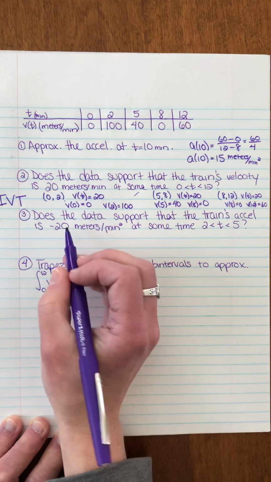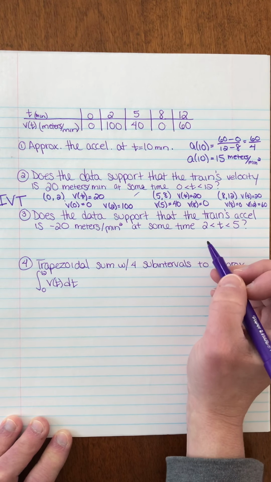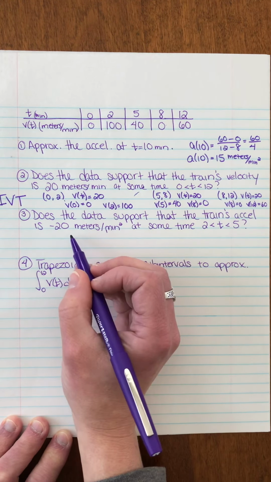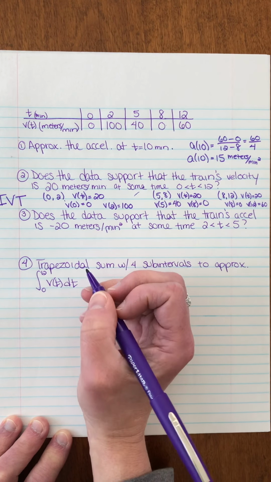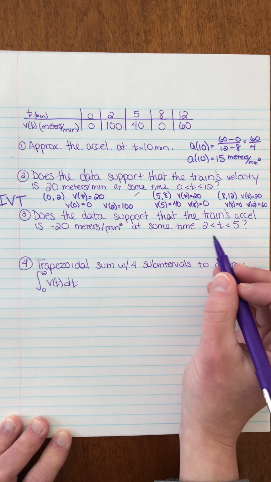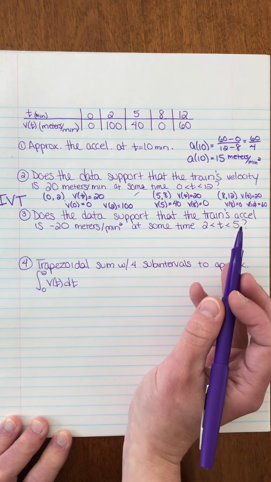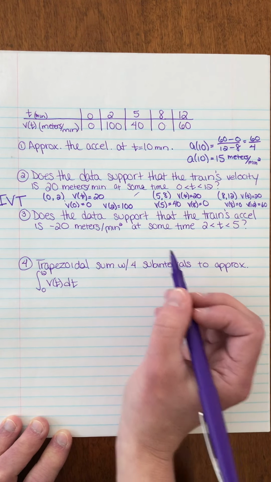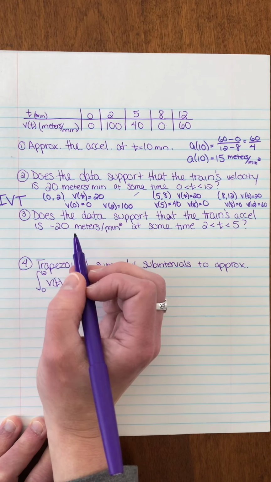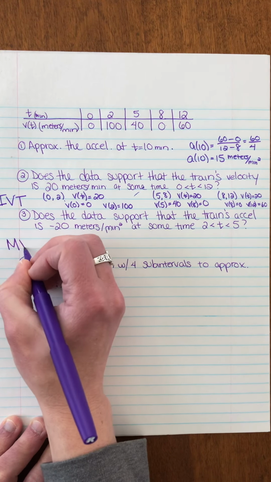Okay? So the next one: does the data support the conclusion that the train's acceleration will equal negative 20 meters per minute squared at some point in time between t equals 2 and t equals 5? So the first thing, acceleration is the derivative. And this leads me to think, hey, it's probably a theorem. So the theorem of the derivative one is the mean value theorem.